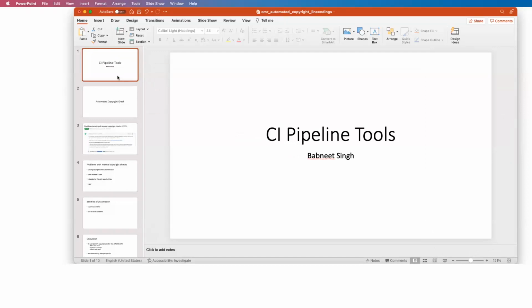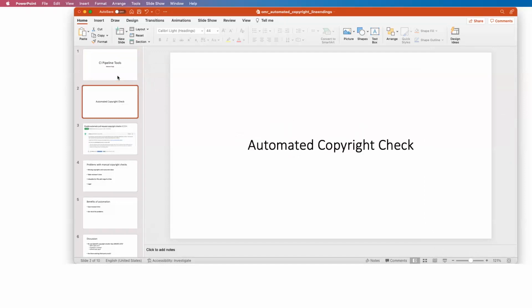Okay, so I'm going to talk about a few checks which will make the continuous integration process easier. The first one is the automated copyright check.